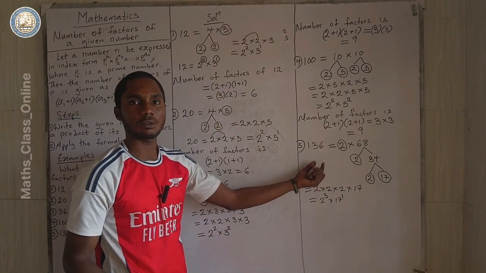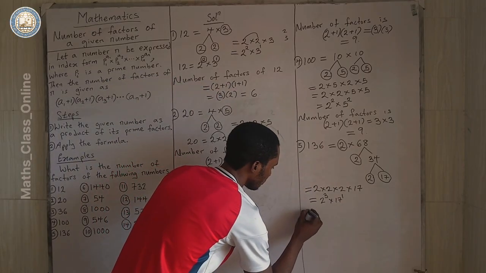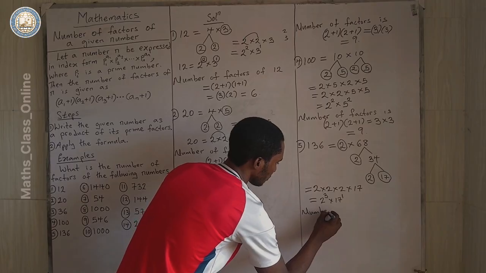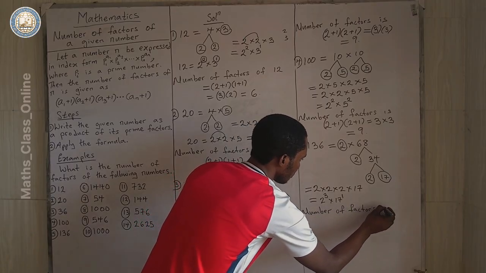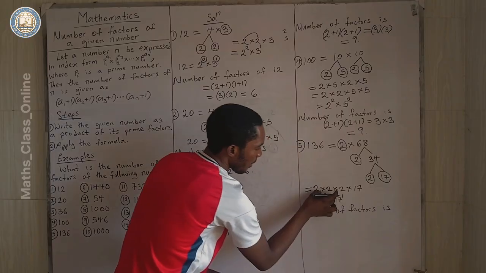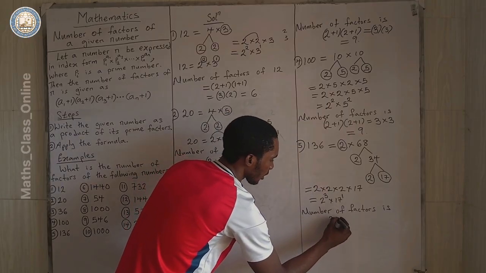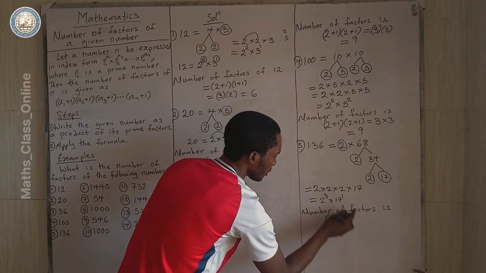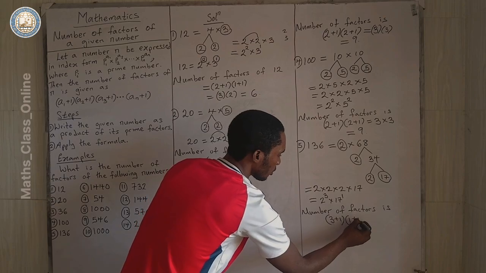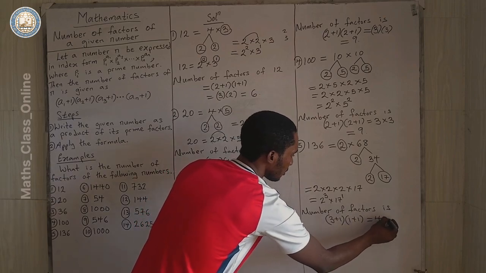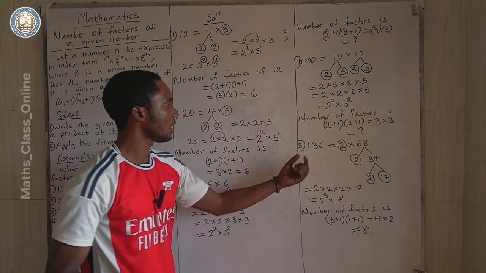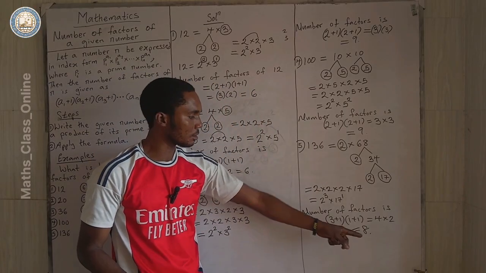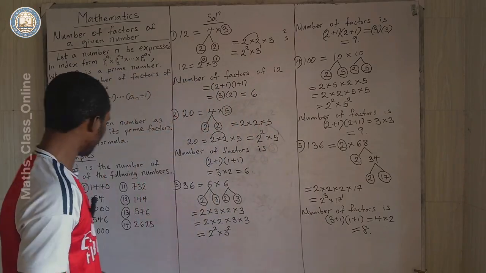What will be the number of factors? The power here is 3, so 3 plus 1. The power here is 1, so 1 plus 1. And that is 4 times 2, which is equal to 8. The number of factors of 136 is 8. Next example.